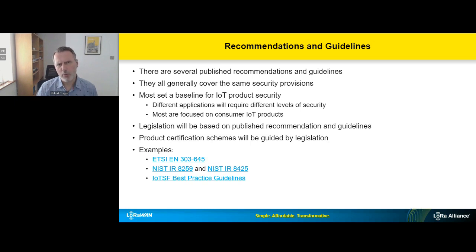So regarding the recommendation and guidelines, there's some examples here. ETSI is a European standard. It's EN 303645. Again, it's security provisions mainly, and again, I'll just come on to that shortly. NIST IR 8259 and 8425, very similar. This is in the US. And an example of, say, best practices, the IoT Security Foundation has come out with these best practice guidelines. Again, these are links here, so if you get access to this presentation, you can click through these links to get access to these publications.